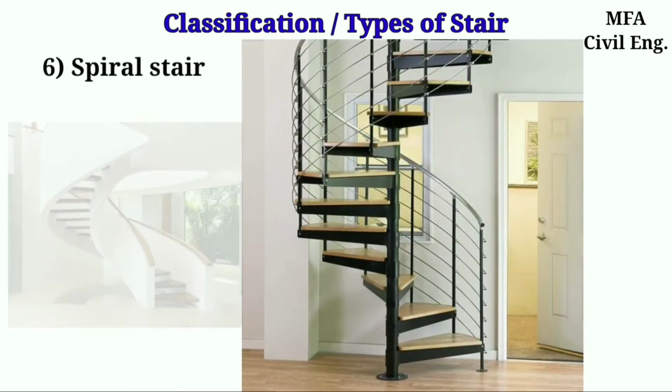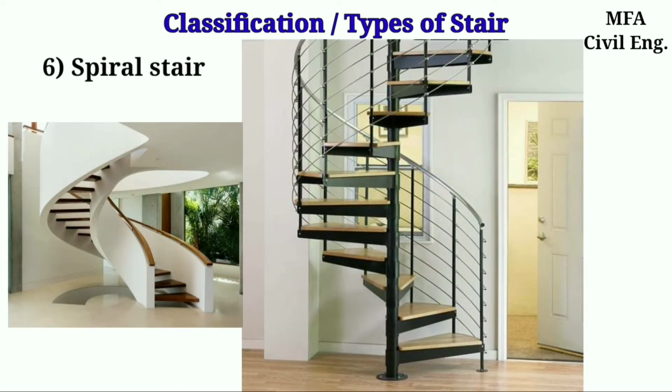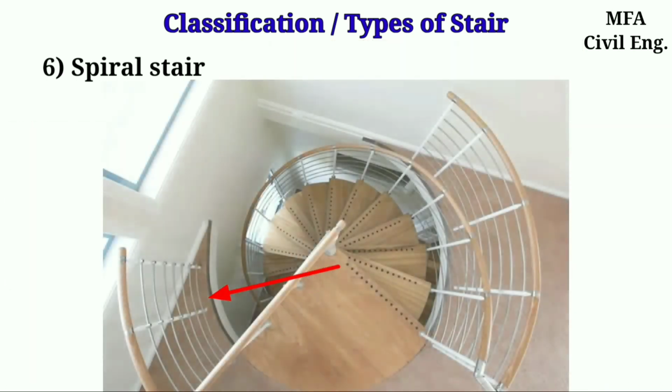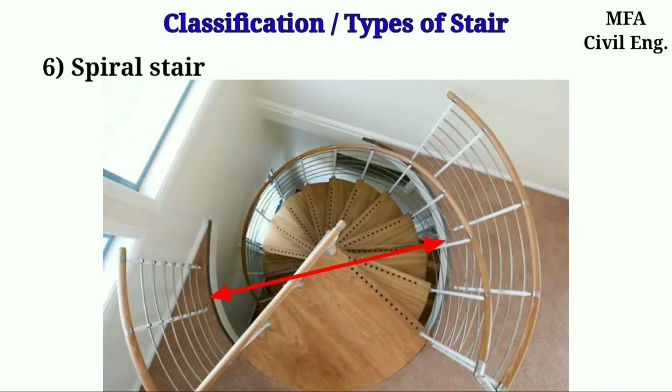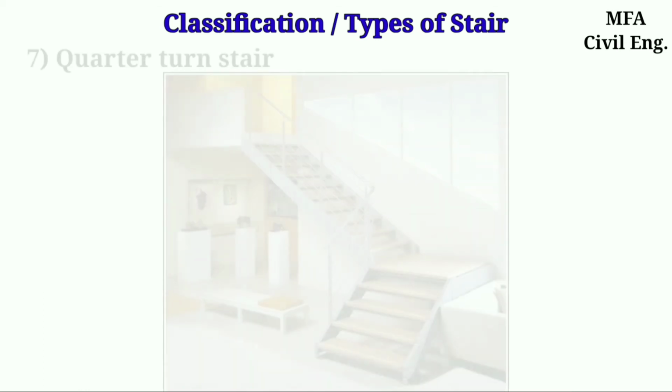Spiral stair is very similar to the circular stair. It consists of individual steps or treads connecting to a central column. The overall diameter of the stair may range from 1 to 2.5 meters.